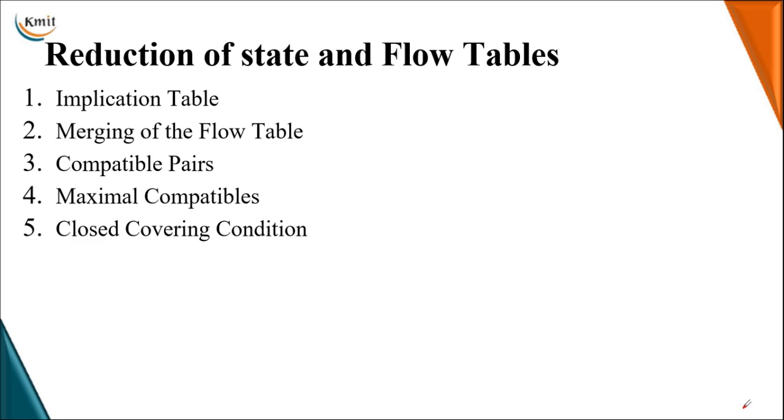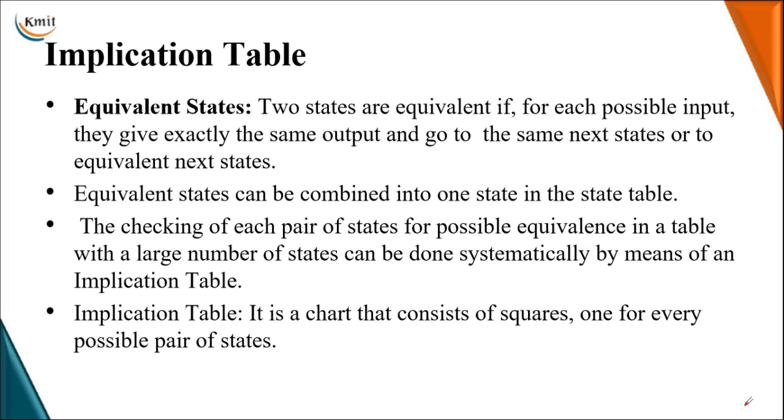What do we mean by implication table? An implication table tells you whether two states are equivalent or not. If it is possible to have compatibility on those two states, it is determined using your implication table. Two states give exactly the same output and go to the same next state. So equivalent states can be combined into one state in the state table.